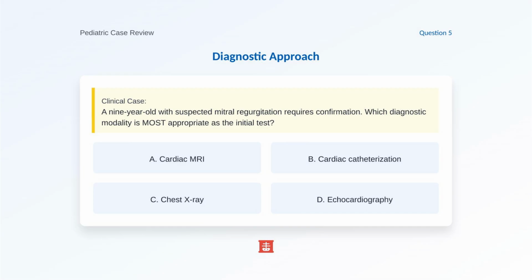The options are A. Cardiac MRI, B. Cardiac catheterization, C. Chest X-ray, or D. Echocardiography. Consider the advantages, limitations, and appropriateness of each diagnostic modality for the initial evaluation of suspected mitral regurgitation in children. Factors to consider include diagnostic accuracy, availability, invasiveness, radiation exposure, cost, and the ability to provide comprehensive anatomic and functional information about the mitral valve and cardiac chambers.